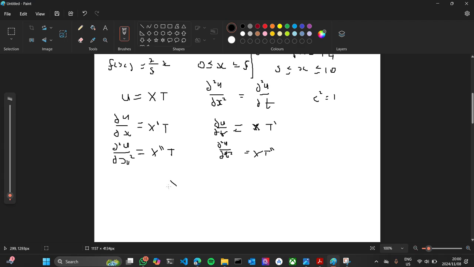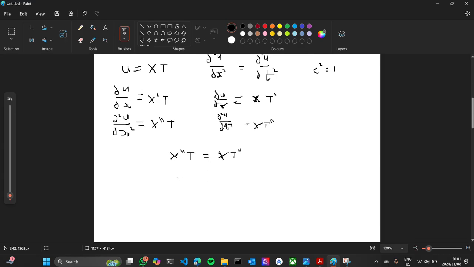All right, cool. So d squared of u over dx squared is this over here. So we just fill that in its place. X double prime multiplied by t, and then this partial differential is going to be x t double prime. Then we can use separation just to get all of the like terms together. That's going to give us x double prime over x, which equals t double prime over t.